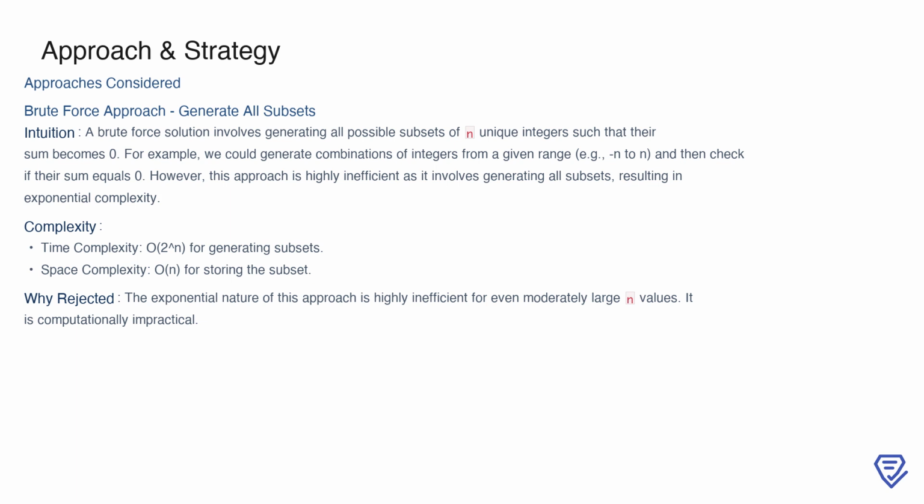Generating all subsets has an exponential time complexity of 2 to the power of n, which means even moderately large values of n would result in impractical computation times. Additionally, the space complexity of O(n) for storing subsets further adds to its limitations. For these reasons, this approach is rejected, as it fails to scale efficiently for larger inputs.